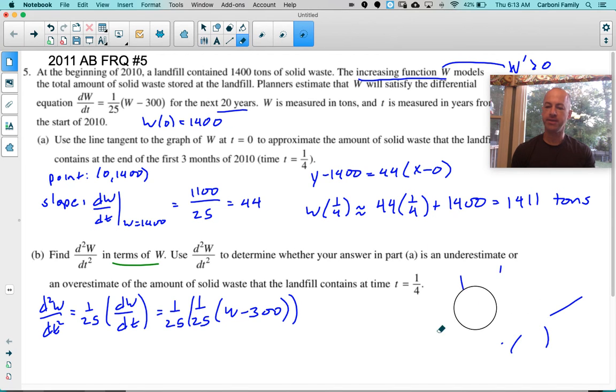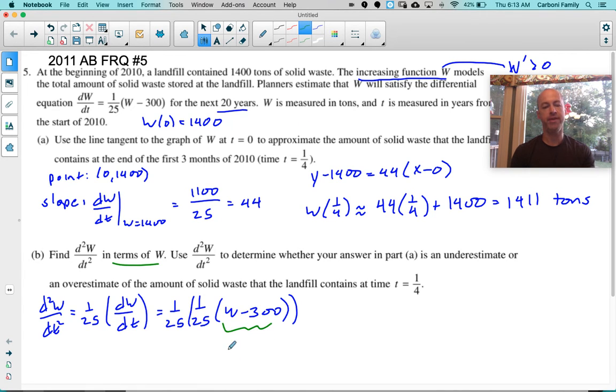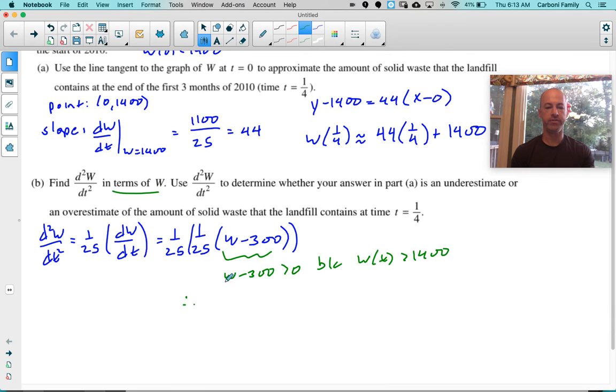So we have to determine, is this function concave up or concave down? And the only thing that's going to matter is this W minus 300. The 1/25s are obviously positive. So what I've got to do is think about this. W minus 300, my initial value, I started with 1,400, and then they tell you that W increases. That's going to be greater than 0 because W of t is always greater than 1,400. Therefore, my second derivative will always be positive, making W of t concave up.